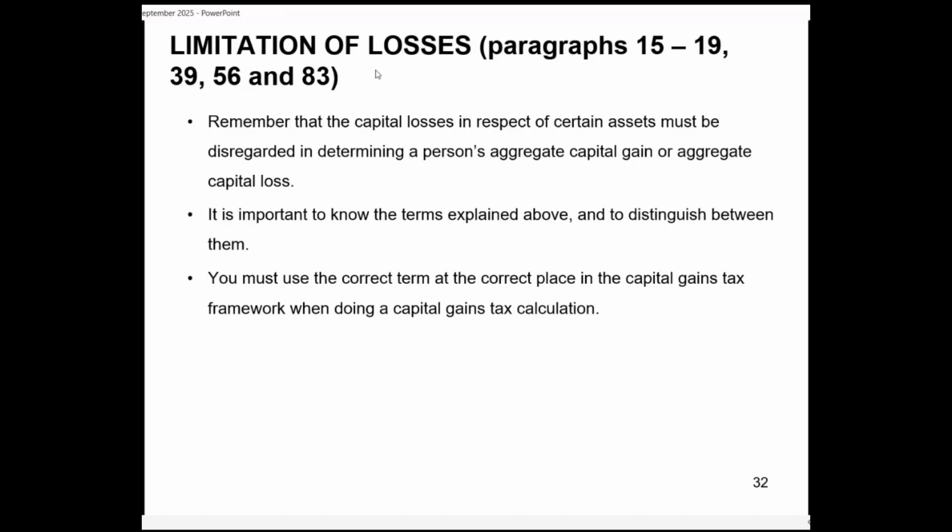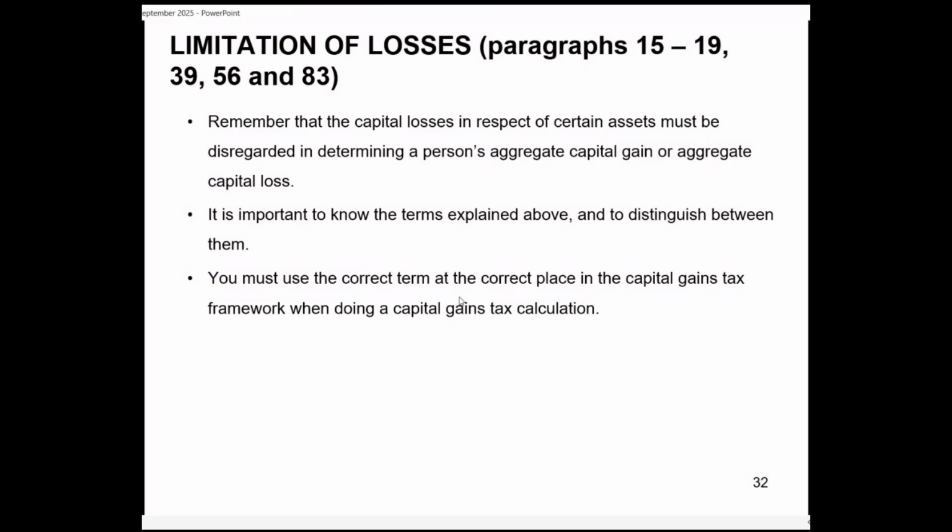For the limitation of losses, remember that the capital losses in respect of a certain asset must be disregarded in determining a person's aggregate capital gain or aggregate capital loss. We did an example on aggregate capital gain, and it's important to know the terms explained above and to distinguish between them. We must distinguish between the certain asset that must be disregarded in determining the aggregate gain and aggregate loss. You must also use the correct term at the correct place in the capital gains tax framework when doing the capital gain calculation.